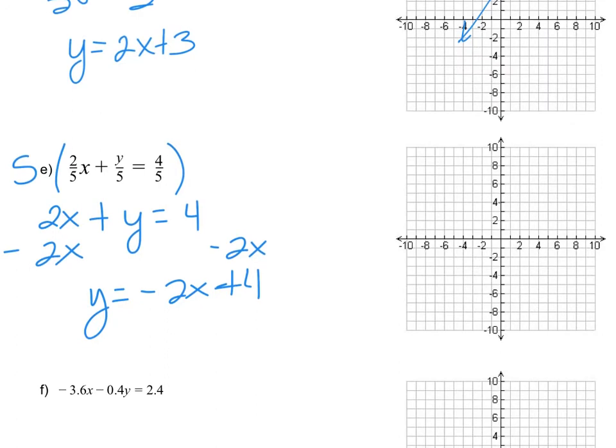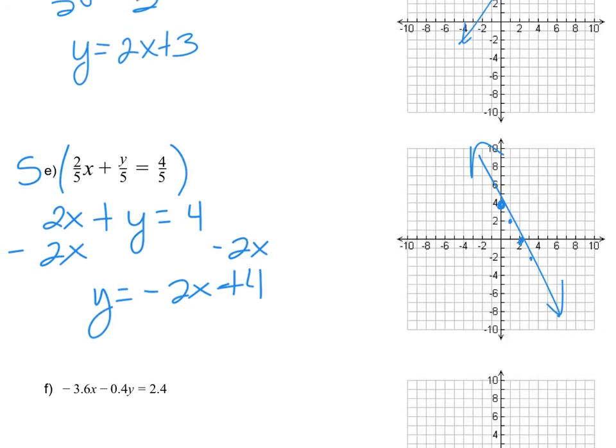So then put a point at y equals 4 for your y-intercept. Go down 2 over 1 because that's what your slope is, negative 2. Connect them. There you go.